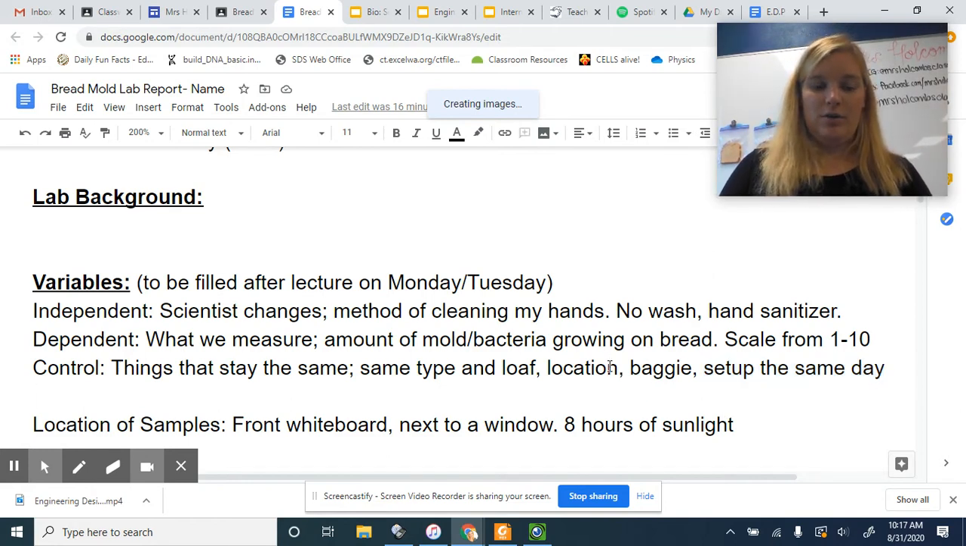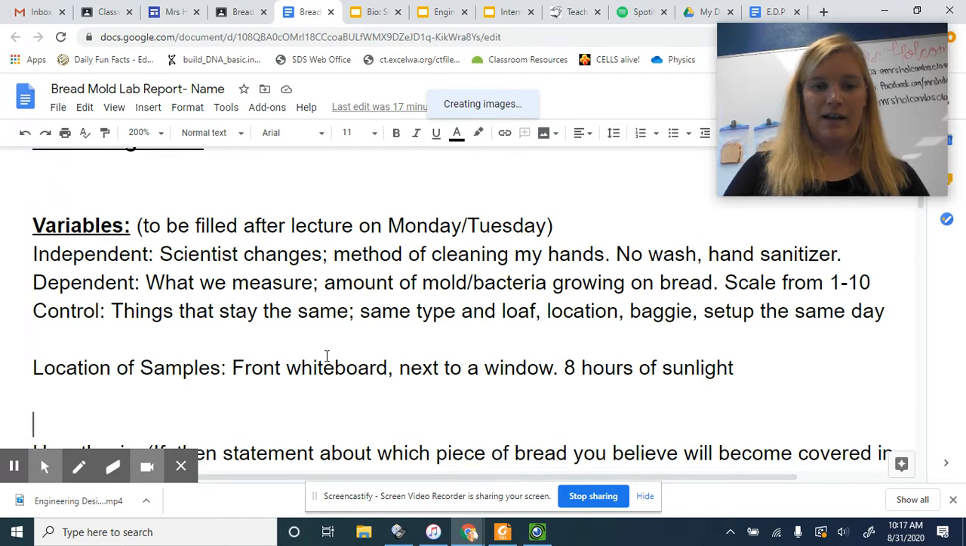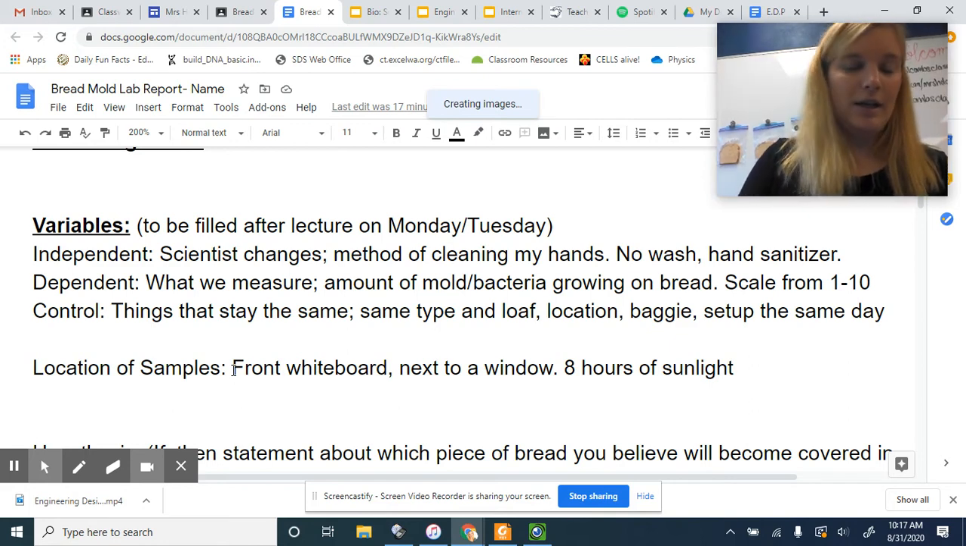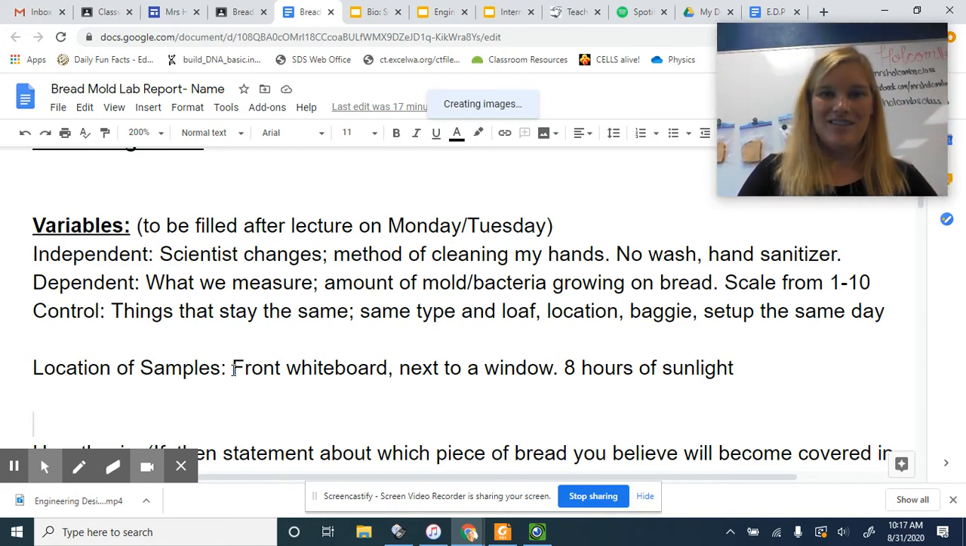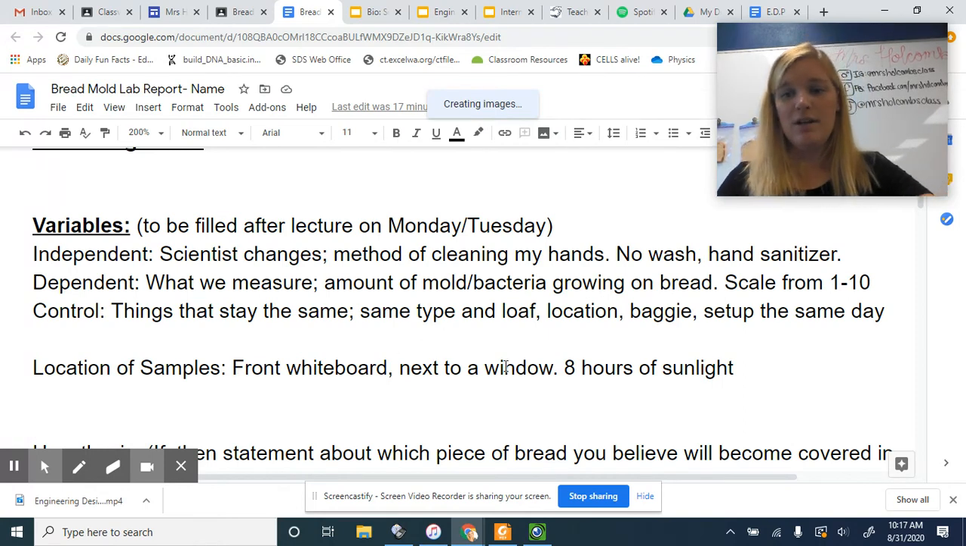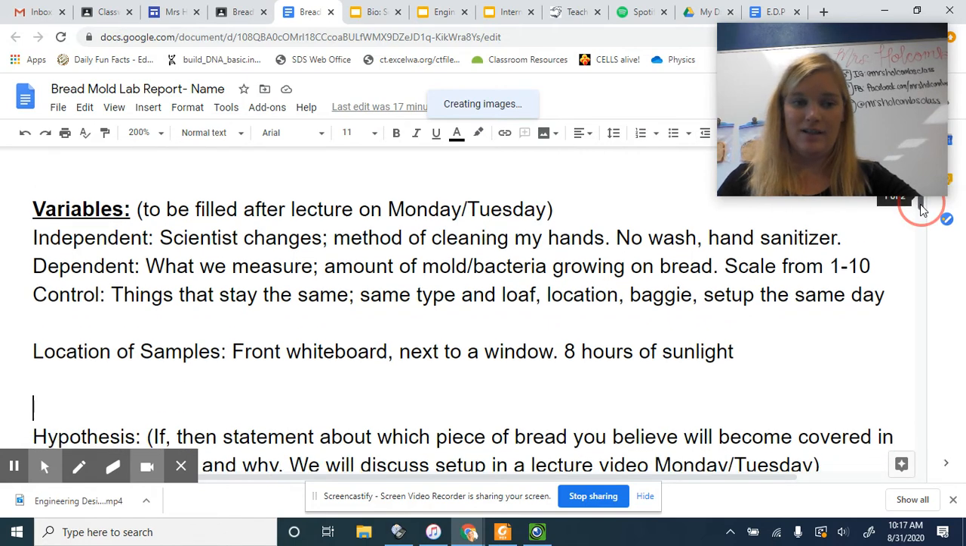Then you're going to put in your location of your samples. So for mine, I put them on my front whiteboard in my classroom next to a window. And I said how much sunlight it gets. So it gets approximately 8 hours of sunlight a day. I don't need an exact number. If you are putting yours in a closet on a top shelf because that's the only place your siblings or your animals can't get to them, then that's fine. You just say 0 hours of sunlight. And we want to know that because in the end, we're going to look at a couple of different examples and see if the light played a difference in it.